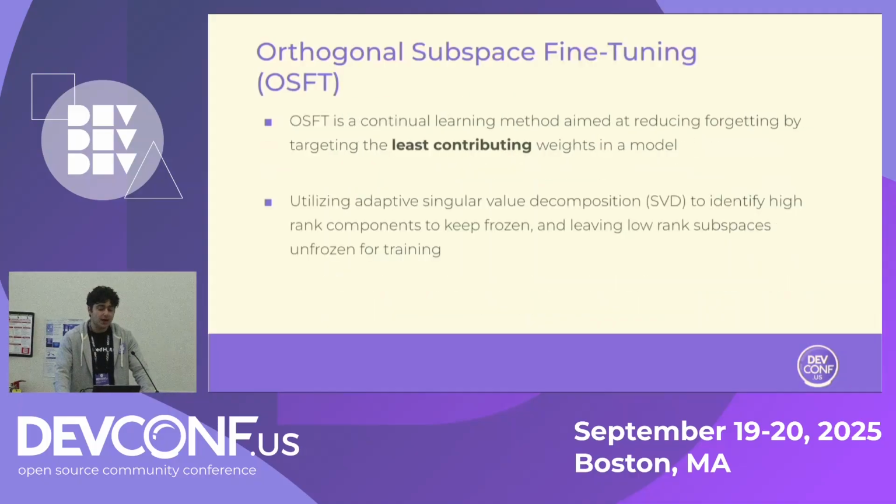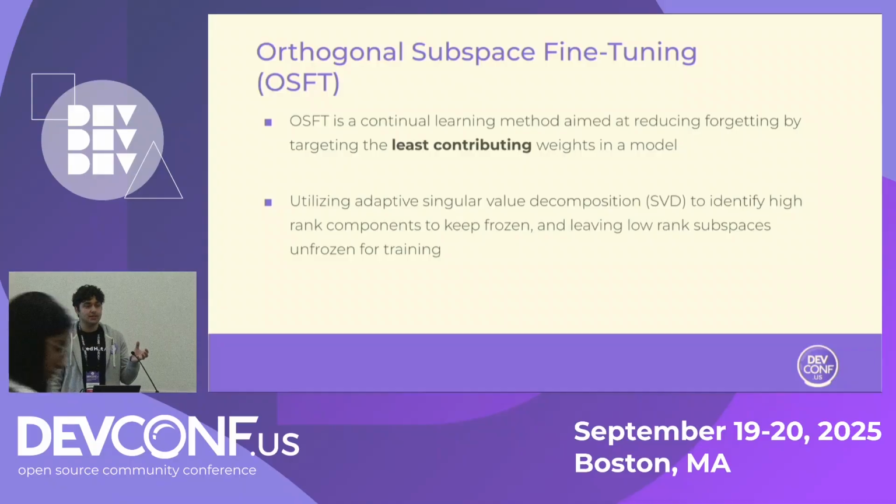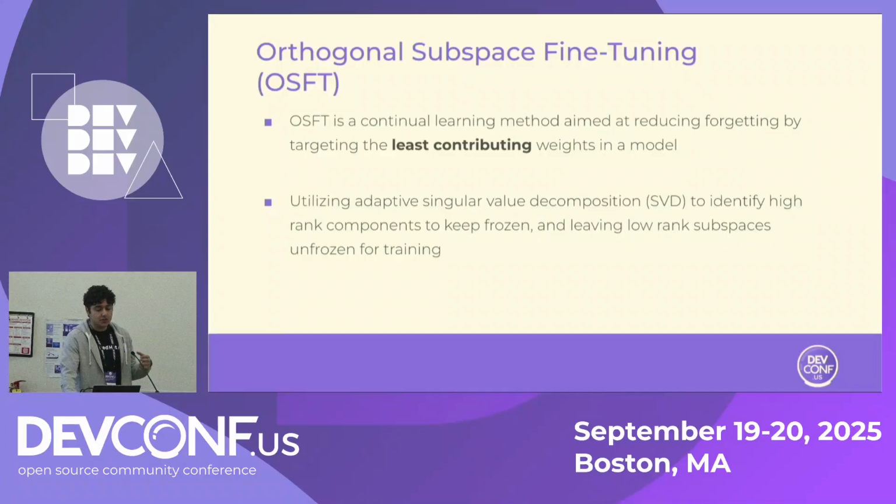So for this talk, I want to talk specifically about a method called orthogonal subspace fine-tuning, or OSFT. So OSFT is a continual learning method aimed at reducing forgetting by targeting the least important or least contributing weights in a model. So ideally the weights that contain the most redundant information or have the least impact on producing your outputs. So how this works is it's utilizing adaptive singular value decomposition to try to identify high-rank components to keep frozen in the model and leaving low-rank subspaces unfrozen for training.